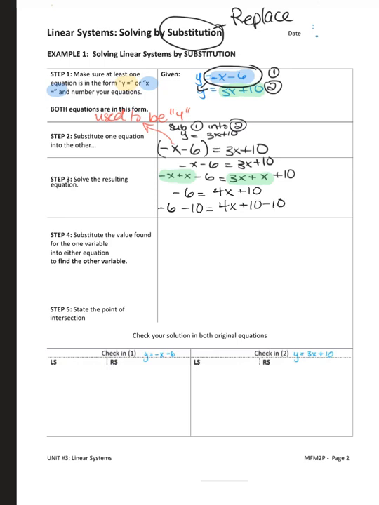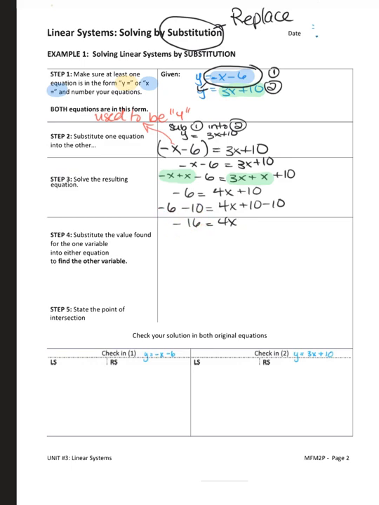This 10 minus 10, that's going to go to 0. I'm going to go a little bit into the next box and leave me with 4x here. And then negative 6 minus 10 is negative 16. And then once again, what's happening between this 4 and this x? So again, negative 6 subtract 10 is negative 16.